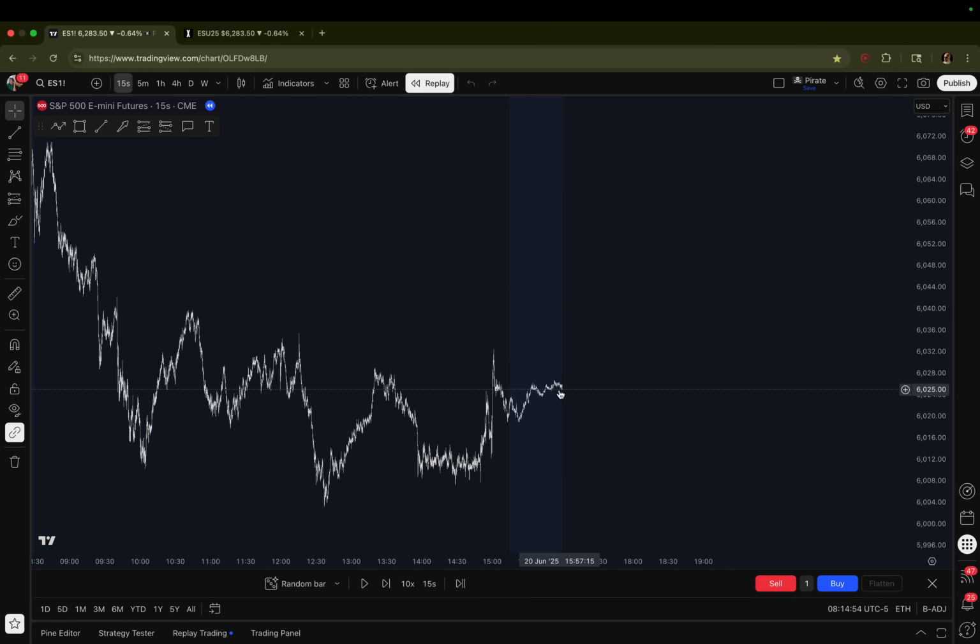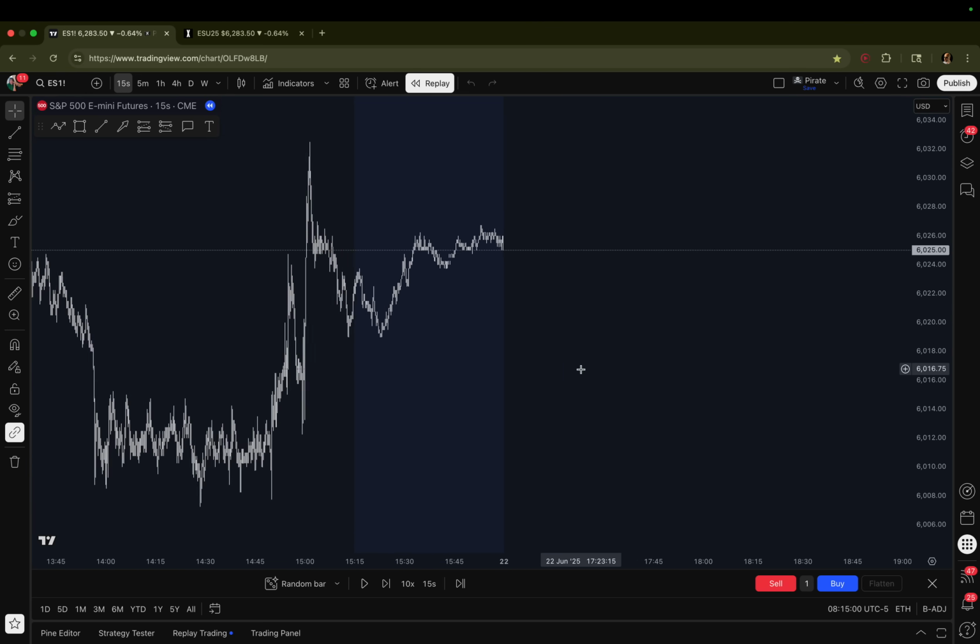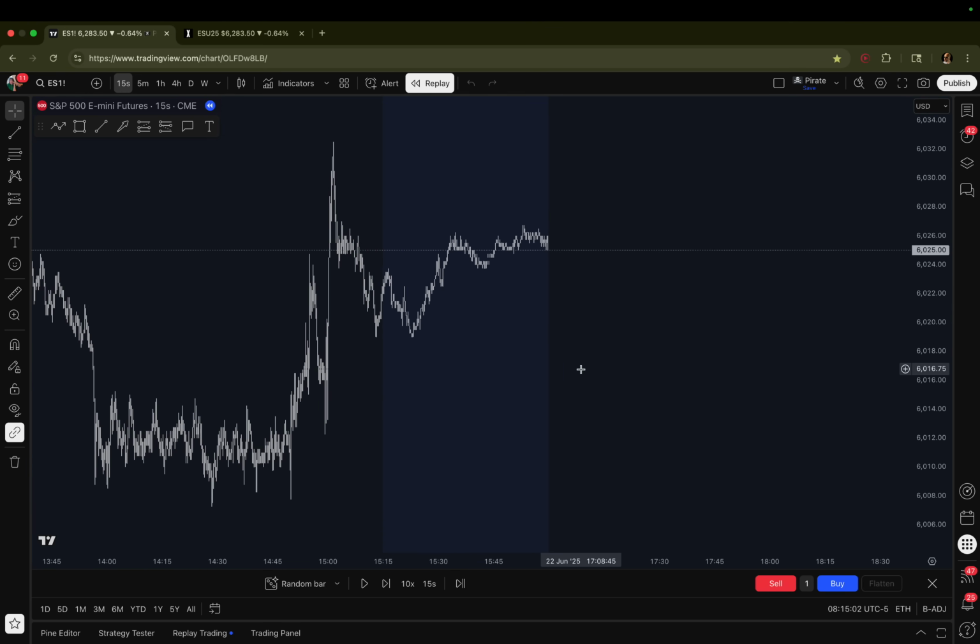It's taking us back here to the 20th of June, a couple weeks ago from right now. We're in July of 2025. What I do is I use the 15-second chart in isolation. Here's why. Number one, it keeps things really, really simple. Number two, it gives you plenty of trading opportunities throughout the day.